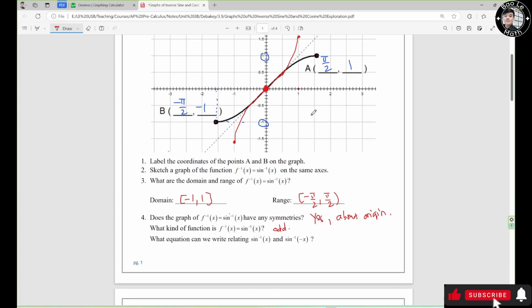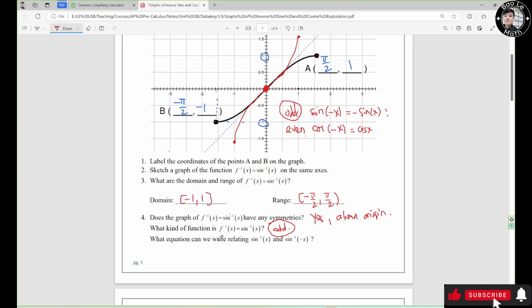Now recall the sine function is odd. So sine of negative x equals negative sine of x. The cosine function is even, so cosine of negative x is cosine of x, right? So this one is odd, this one is even. Keep that in mind. Now the sine inverse is odd, right? So sine inverse and the original sine function, they are both odd functions.